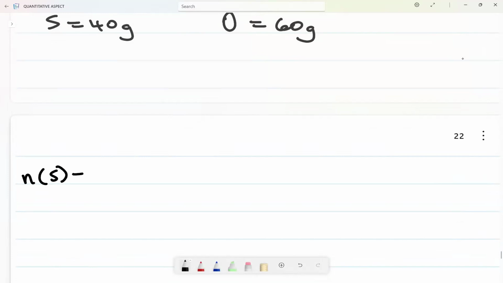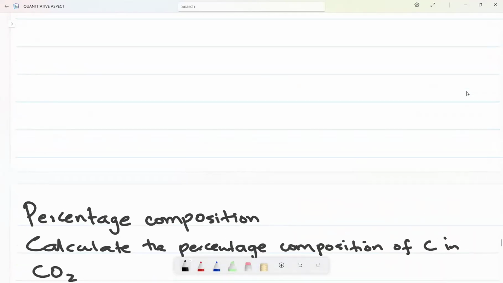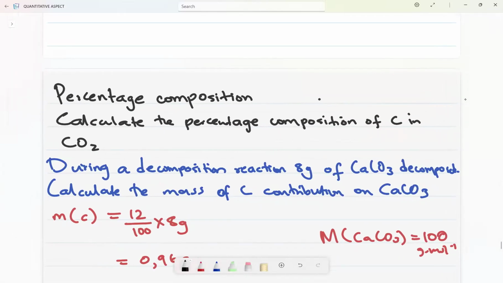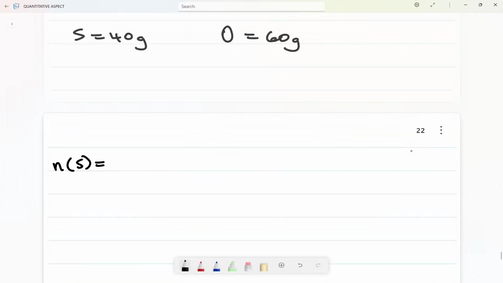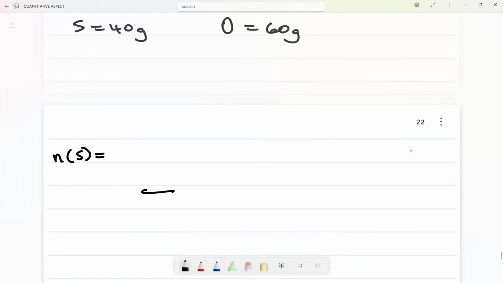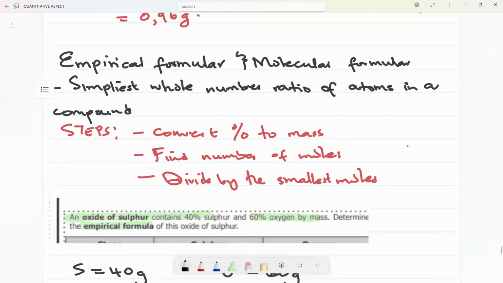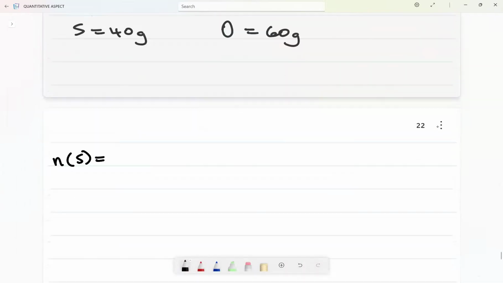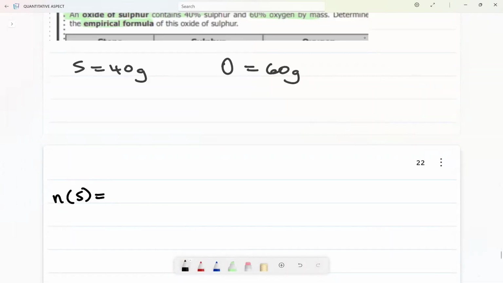So number of moles of sulfur, guys, it's back. What's happening with this page? Did I do something wrong? It's acting weird. Okay, it's now back. Really? No, it's fine. Let's continue.